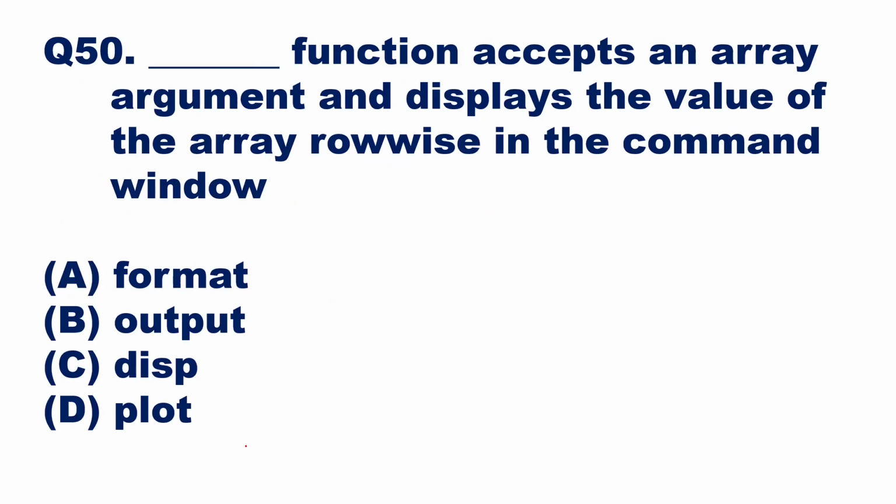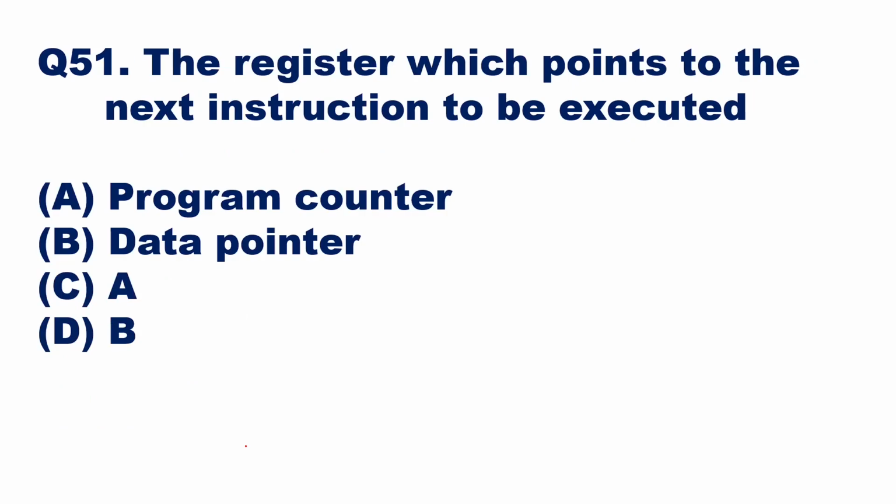Which function accepts an array argument and displays the value of the array row-wise in the command window? It is the disp command, that is the display command. So option C is the right answer here. The disp function accepts an array argument and displays the value of the array row-wise in the command window. Then we'll go to the next question.